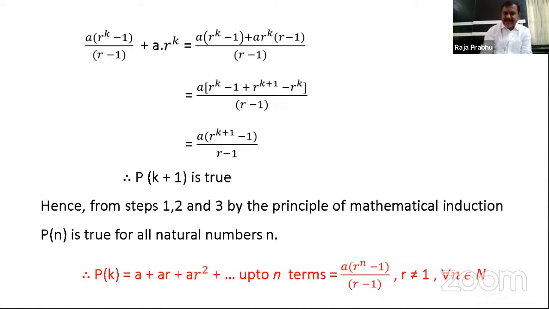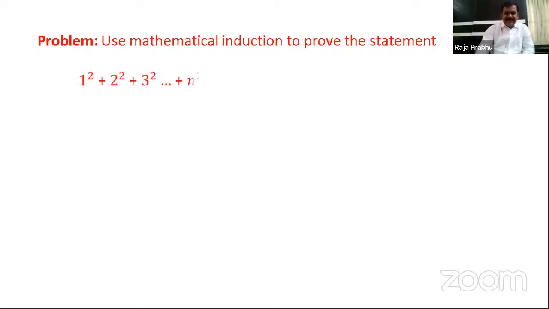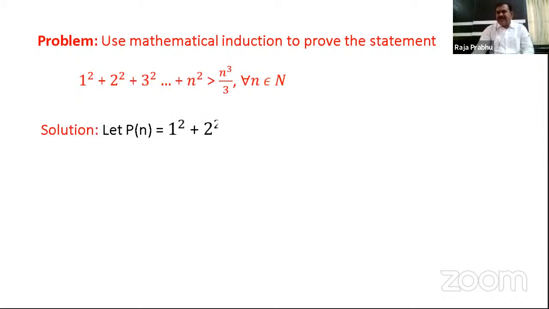Okay, children, now this is the problem based on geometric progression. Let me come to the next problem. I want to cover some other type of problem which will be very simple, that too by using the principle of mathematical induction. Children, let us see. A small problem is given here: 1 square plus 2 square plus 3 square and so on up to n square is always greater than n cube by 3. Children, try to understand the problem first.